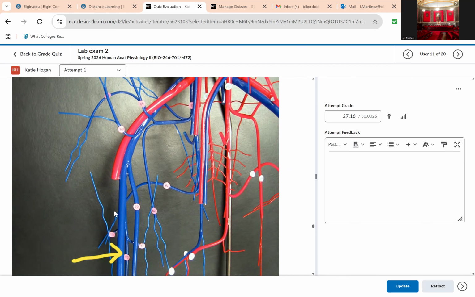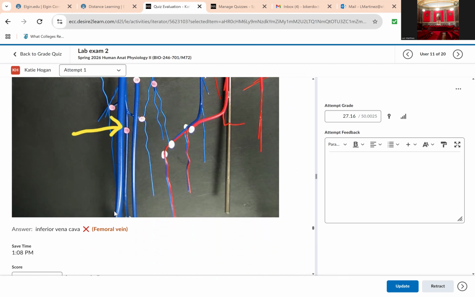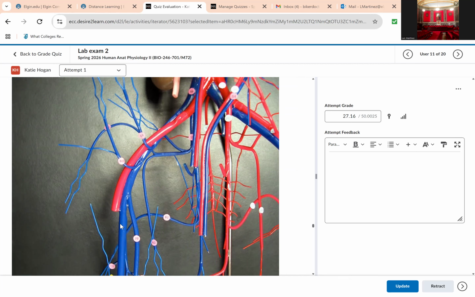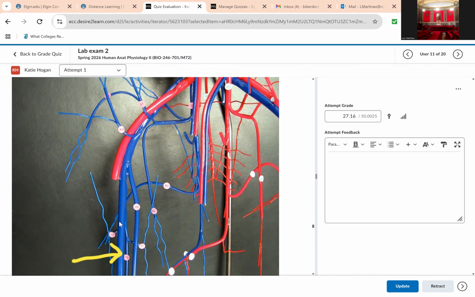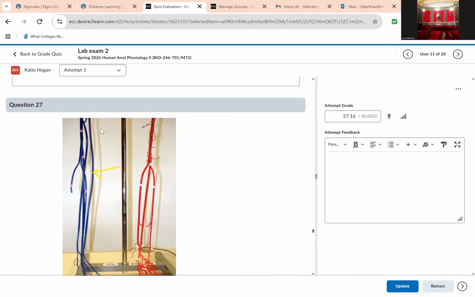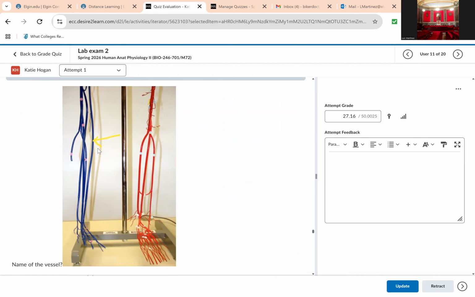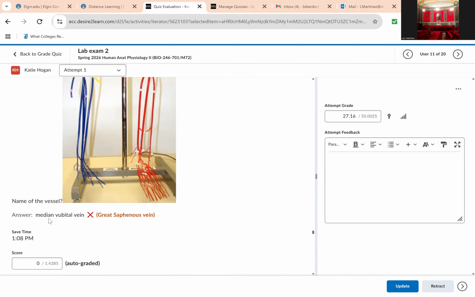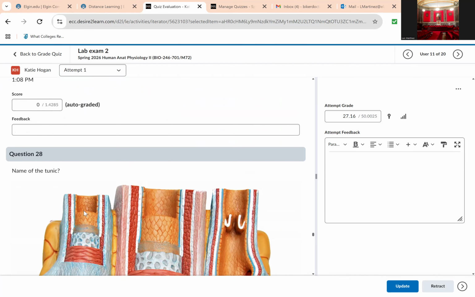Question number 26, this is the femoral vein. You wrote that this is the, what is that? Femoral vein, right here, femoral vein. Your answer was inferior vena cava, obviously an incorrect answer. This, number 27, that's the great saphenous vein. You wrote median cubital vein, so that's incorrect.